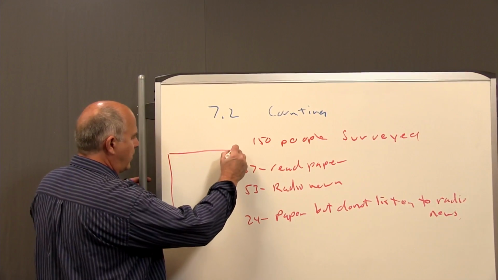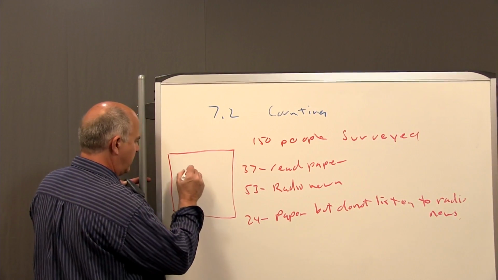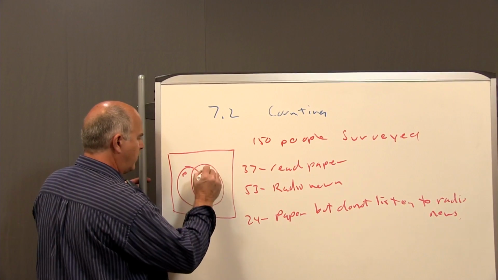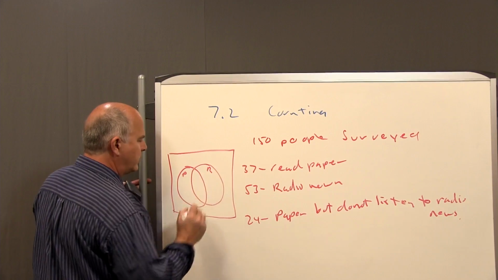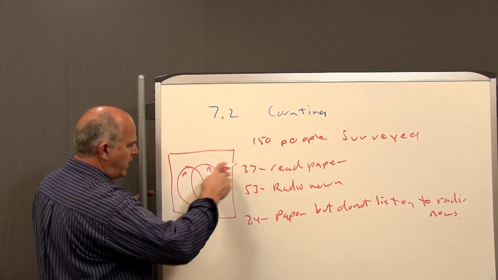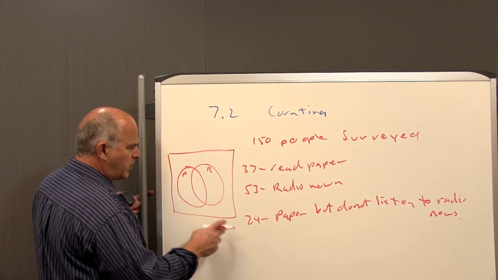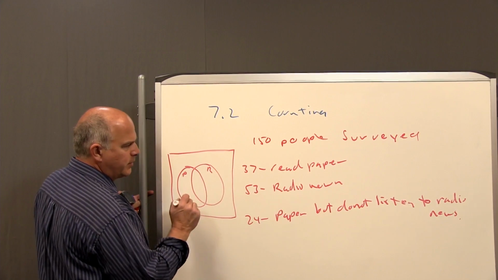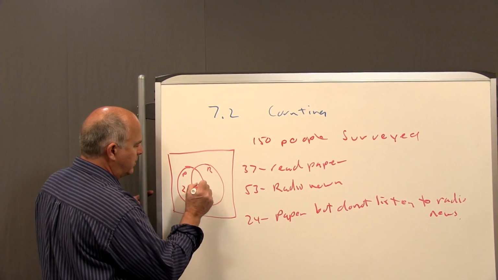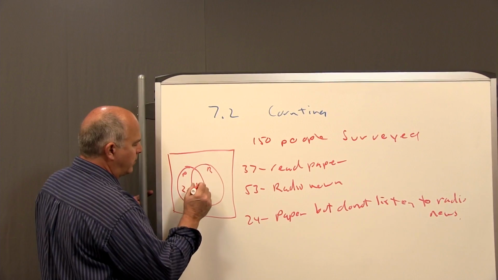So our Venn diagram here, we can have our paper people, and we can have our radio news people. 37 read the paper, but we can't put that in because that's 2 areas. 24 read the paper, but do not listen to the radio, so this is 24. That makes that 13 for a total of 37.